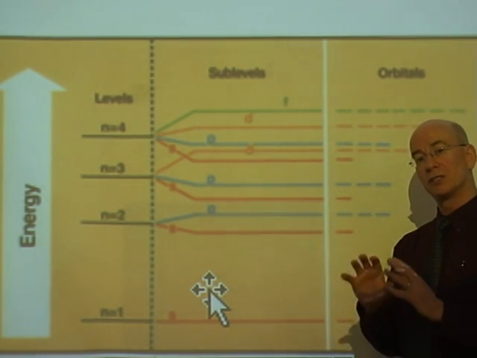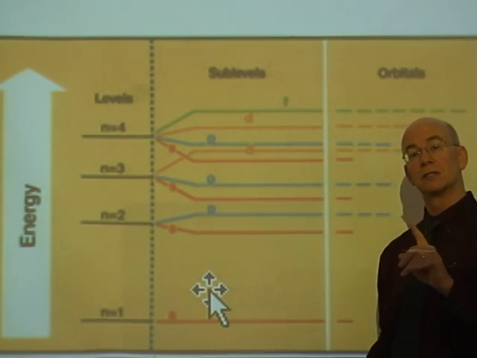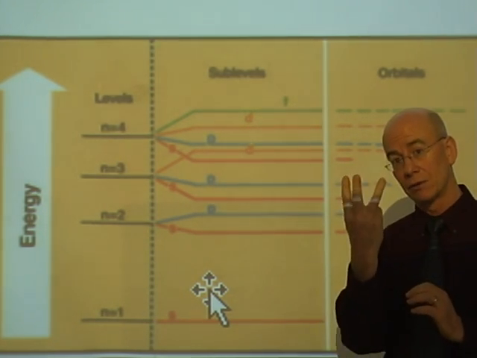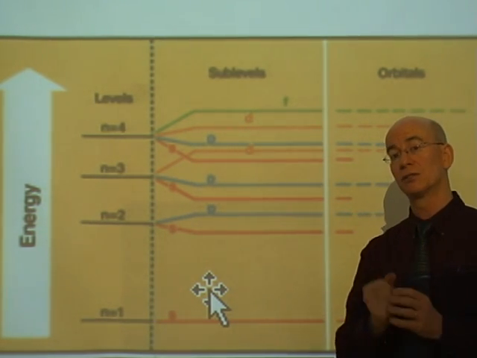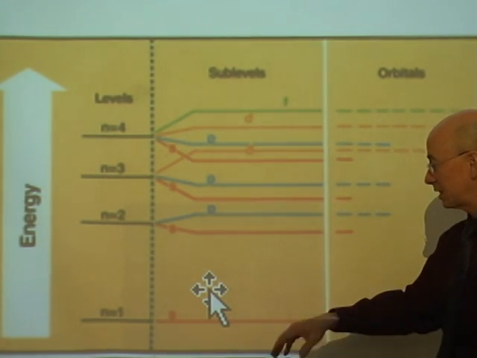But then we can go to the third quantum number, which are the orbitals. Remember that each sublevel can be subdivided into orbitals. The s sublevel always has 1 orbital. The p sublevel has 3 orbitals. The d sublevel has 5 orbitals, and the f sublevel has 7 orbitals. So you can see that here.